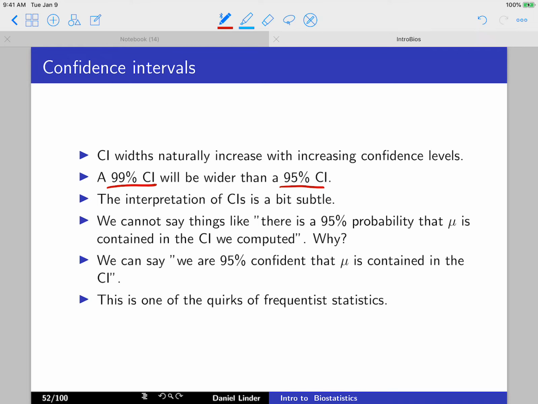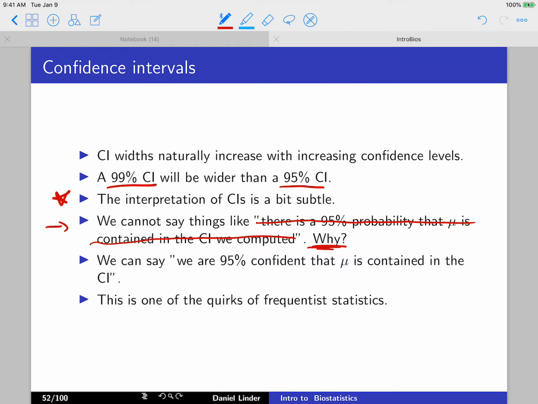Okay, one important point to point out is this bullet here. The interpretation of confidence intervals is a little bit subtle. What I mean by that is, for instance, we won't say things like there's a 95% probability that mu is contained in the confidence interval that we computed. So we would actually want to scratch this out and not say a statement like that. So the question is why?